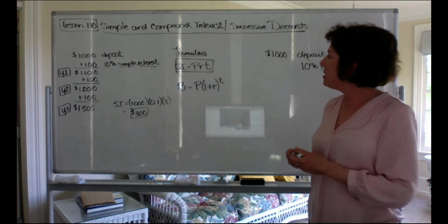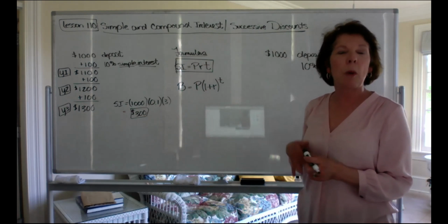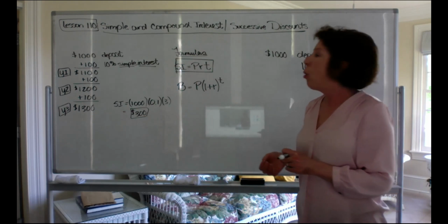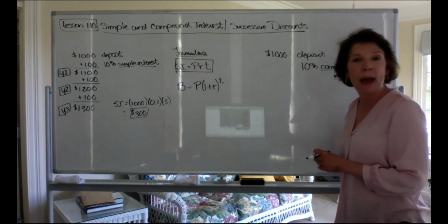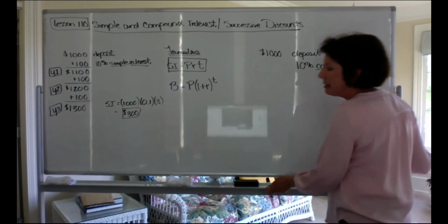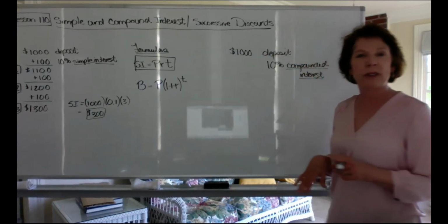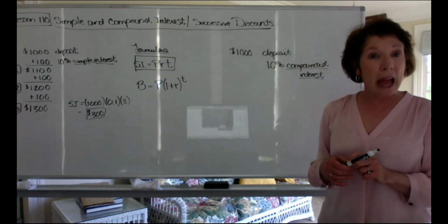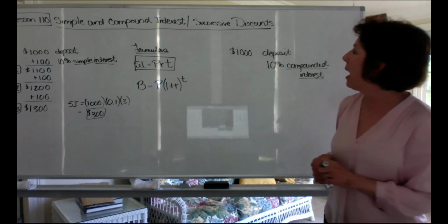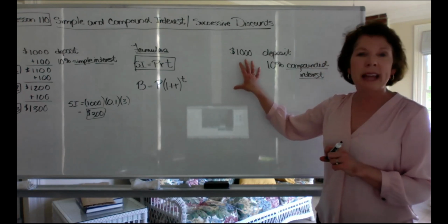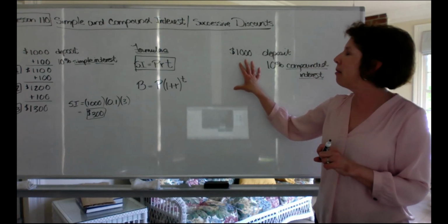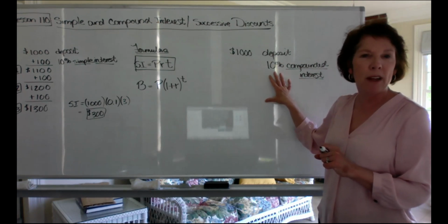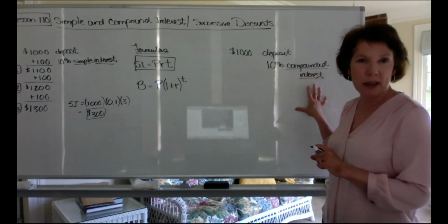What is the difference between simple interest, where we just earn the same amount every year, 10% of the original deposit, and compounded interest? Now let's look over here at compounded interest. This is the kind of interest that most banks have, and you will like this interest, and you'll see why. I'm going to deposit the same amount of money, deposited at 10%, the same rate of interest, compounded.